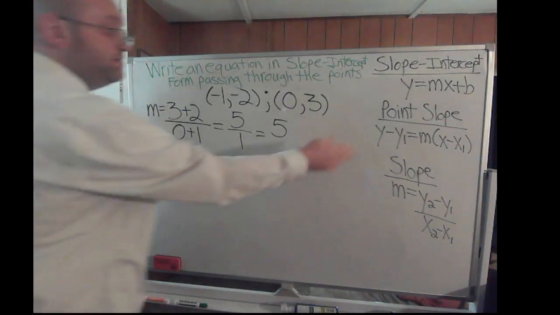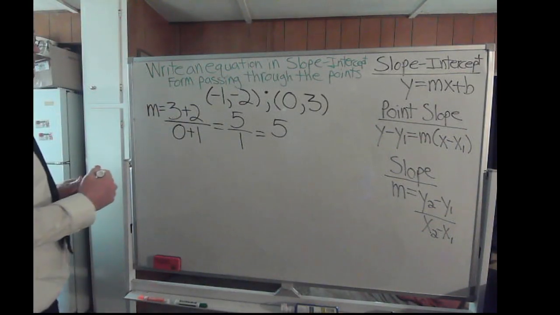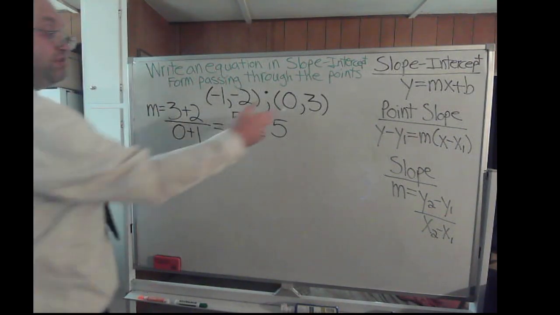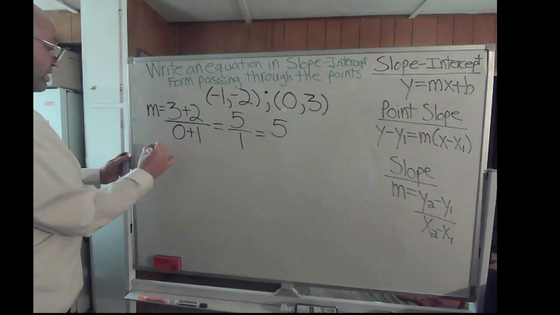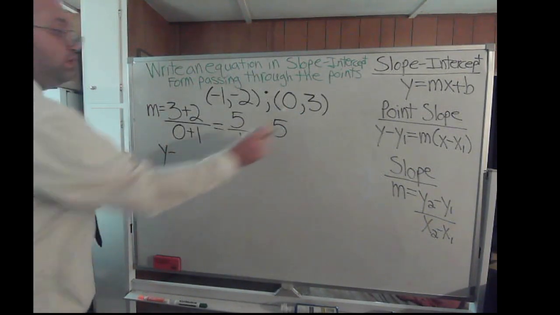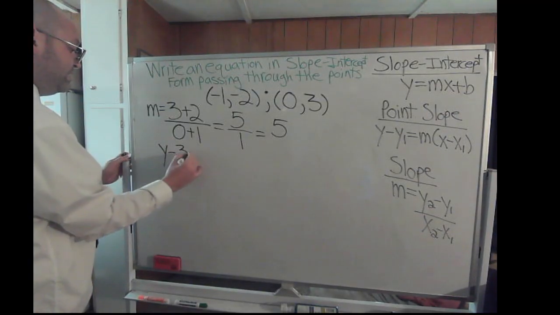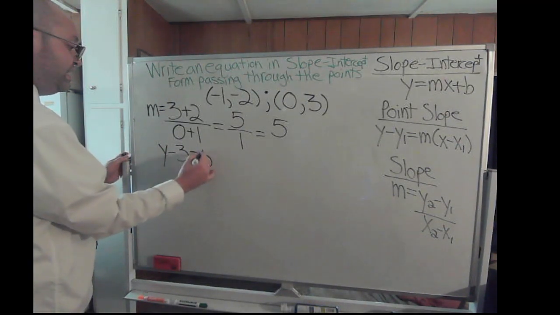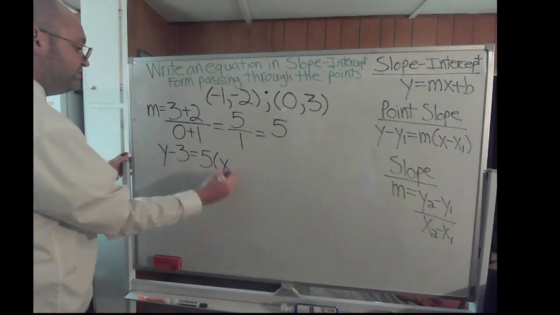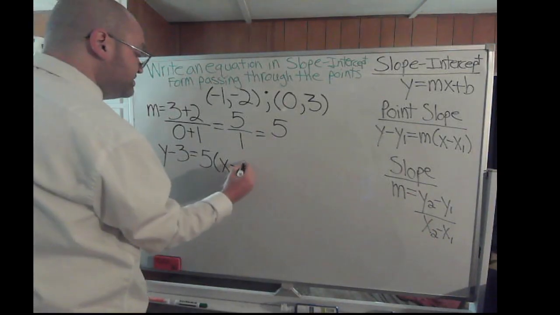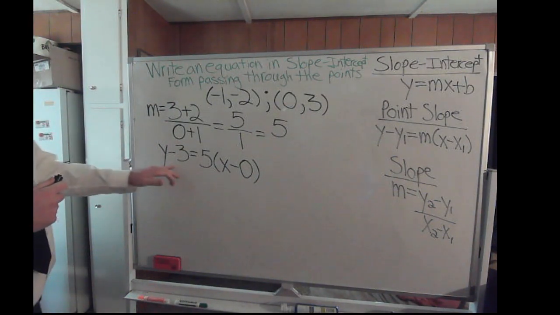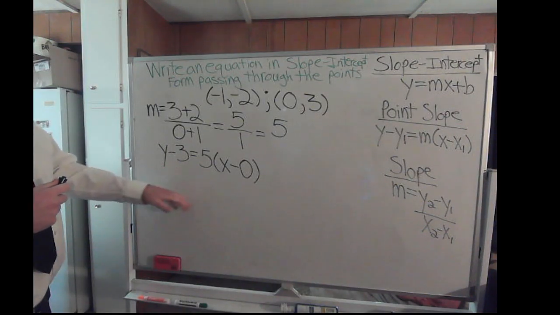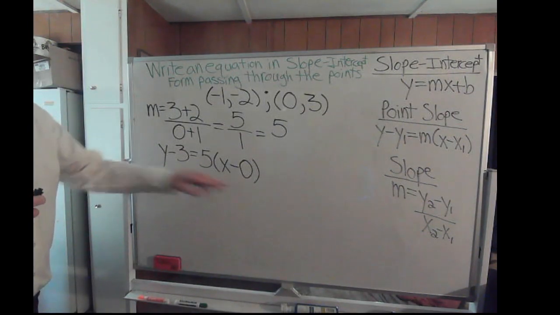Now that we've identified the slope, we can do point slope form. Since there's a 0 involved, I'm going to pick the point (0, 3). So pick y minus your y sub 1, which is 3. That would be equal to my slope of 5 times the quantity of x minus x sub 1, which is 0. So in point slope form, I have y minus 3 equals 5 times the quantity of x minus 0.